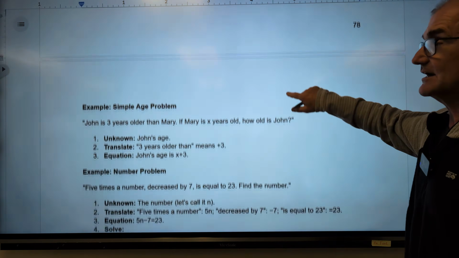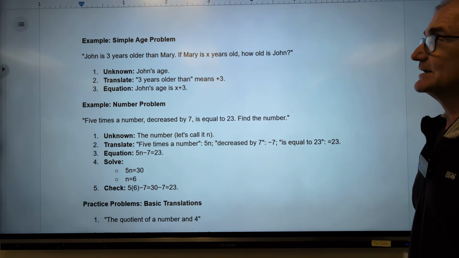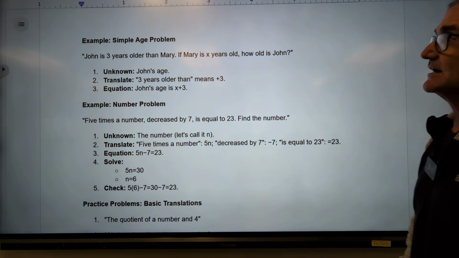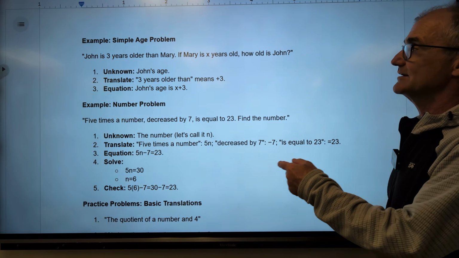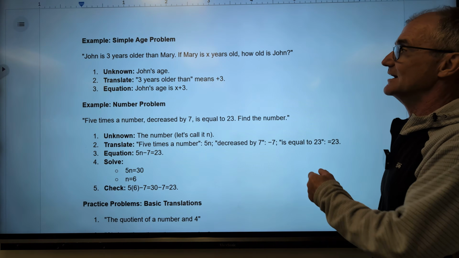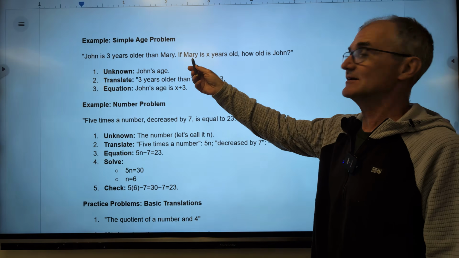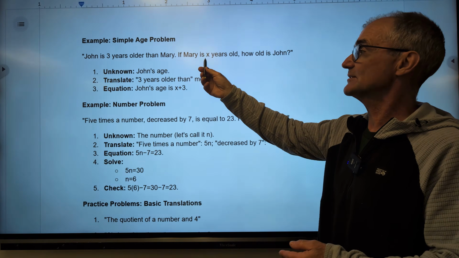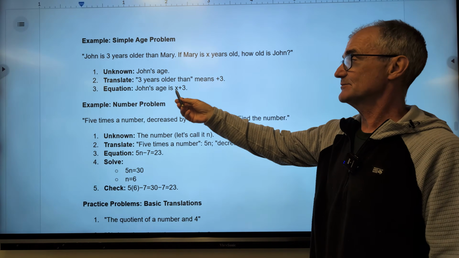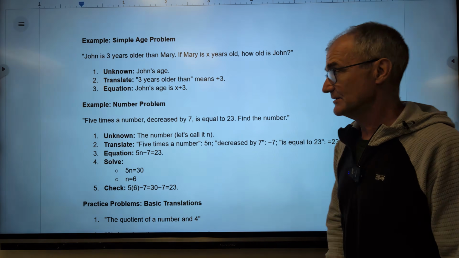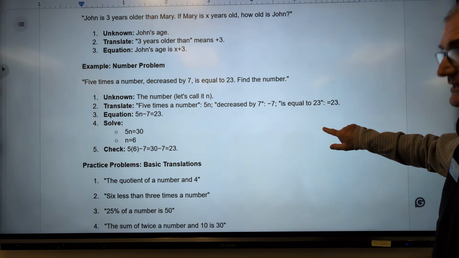All right, moving along here. Here are some simple age problems. John is 3 years older than Mary. If Mary is x years old, how old is John? So this is the assignment of Mary's age, and he's 3 more than that. So John's age is Mary's age, x plus 3. Next one.